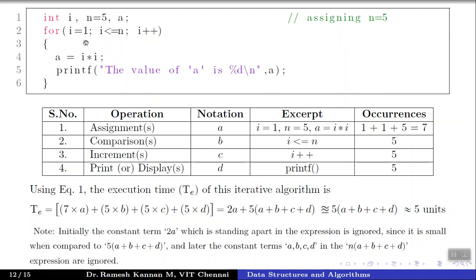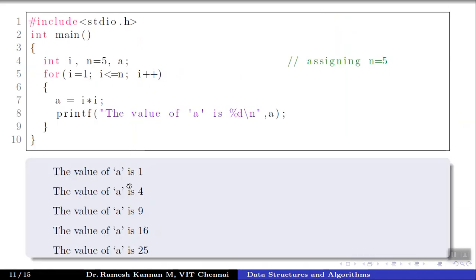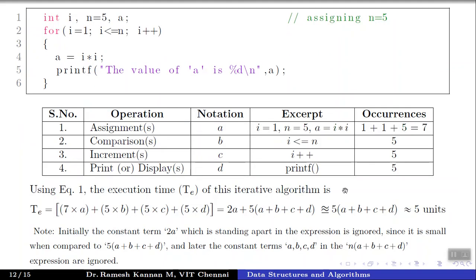And B is the comparison operation, which happens 5 times, and C is the increment operation that happens 5 times. The loop is for 5 times, and you can see that. And D, print, you can see from this output, it happens 5 times. The printing of the output is 5 times, and hence the 5 here. And we will usually incorporate this in our empirical formula, which is 7 times A plus 5 times B plus 5 times C plus 5 times D.